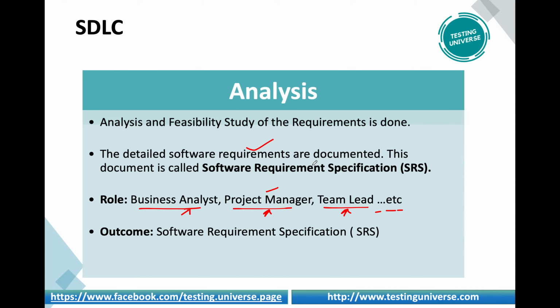The detailed software requirements are documented. Whatever requirements the client gives orally will not be properly designed to develop a software. So there will be a document generated by these people, which is called the software requirement specification document, right? So in this phase, we are going to write a software requirement specification document along with analyzing and doing the feasibility study of the requirement. So the outcome is the software requirement specification document.